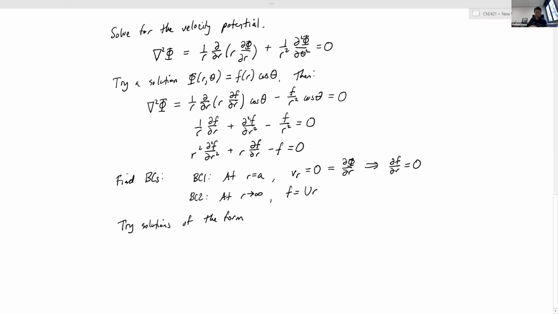Try solutions of the form f of r equals r to the n.